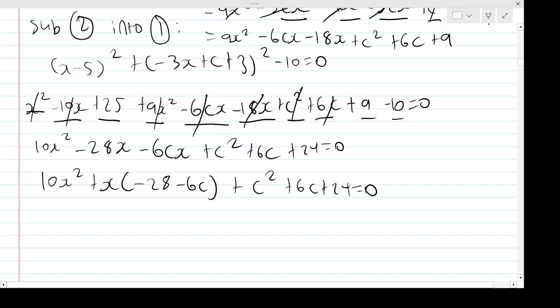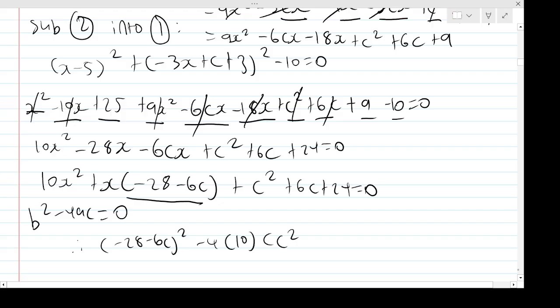Okay, cool. Well then now at that point I'm in a position to use a discriminant, and because again it's a tangent, one intersection means one real root, which means it equals 0. Okay, remember when we did discriminants earlier on. Therefore then, well, b squared would be minus 28 minus 6c all squared minus 4a of 10 of c squared plus 6c plus 24 equals 0.